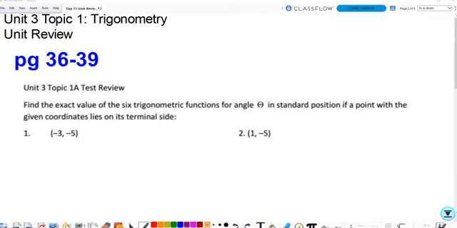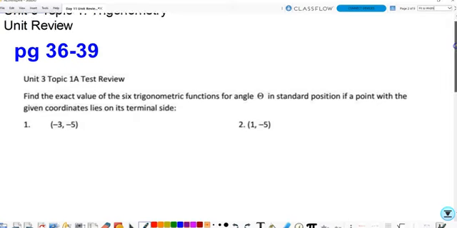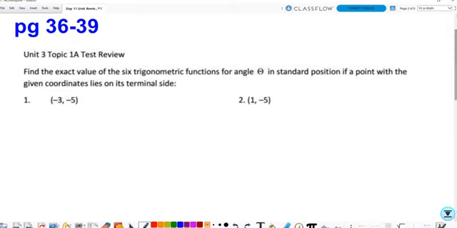This is a video going through the test review for Pre-Calculus Unit 3, Topic 1, Part 1 of our trig values and using the unit circle and the special right triangles. Find the exact value from this point. So first I'm going to draw a little picture.